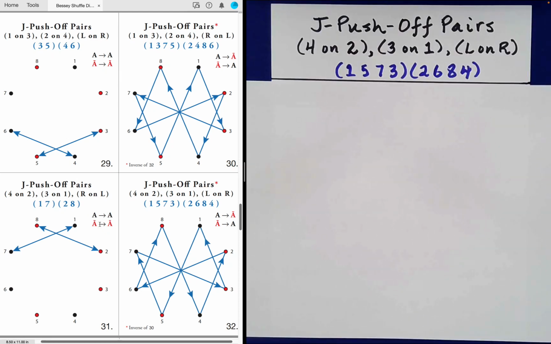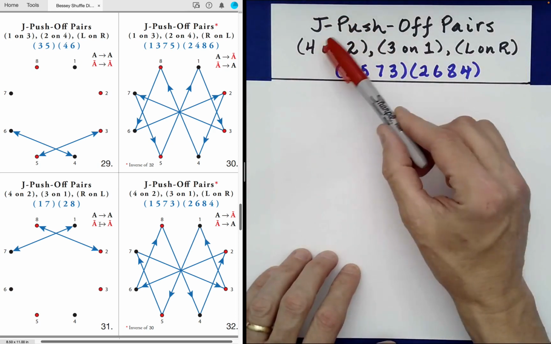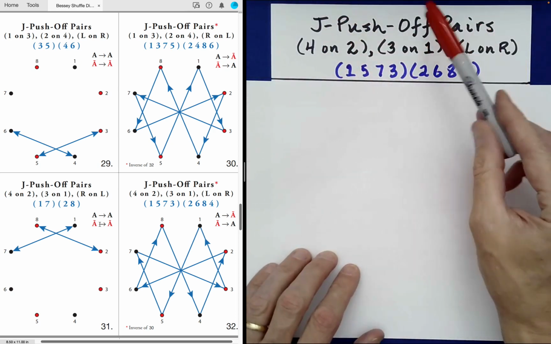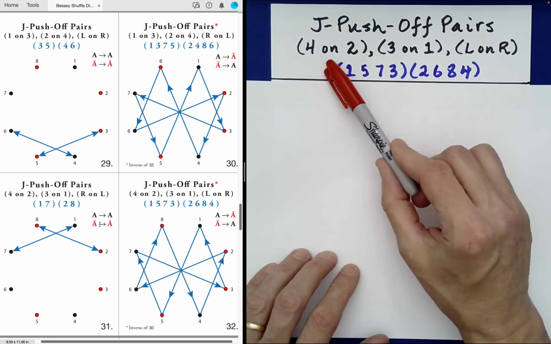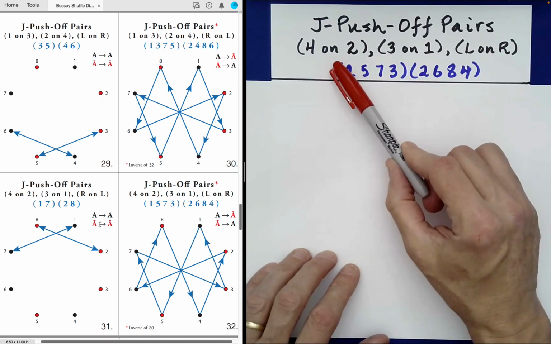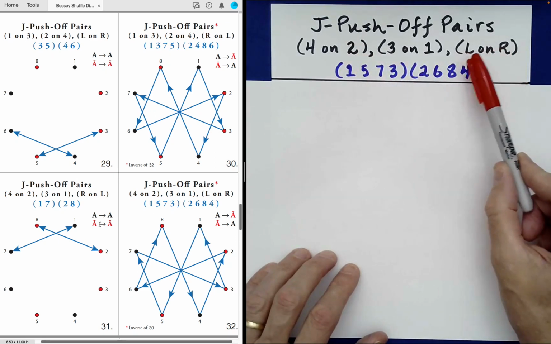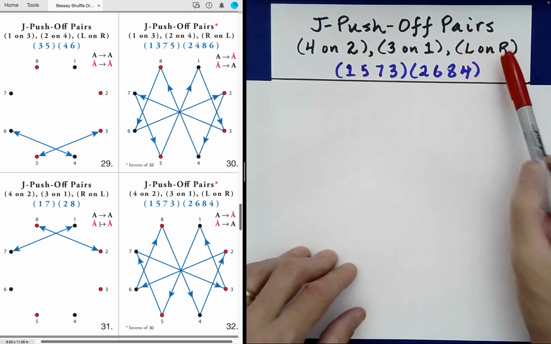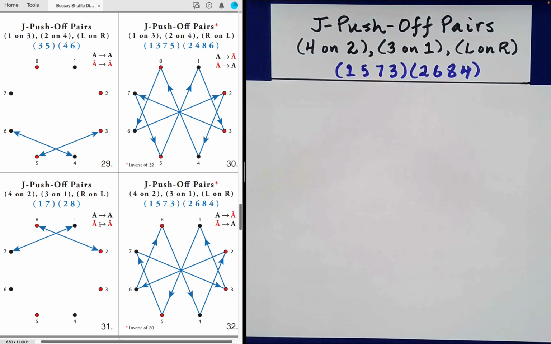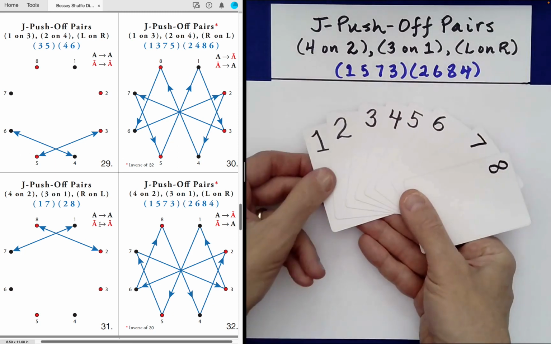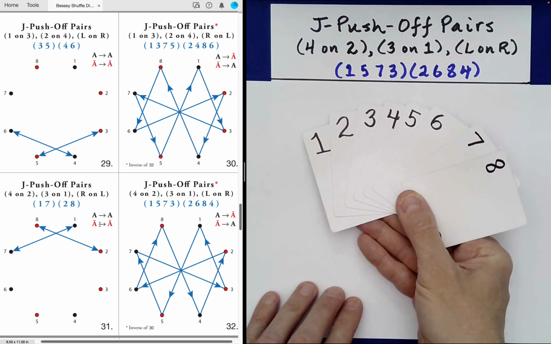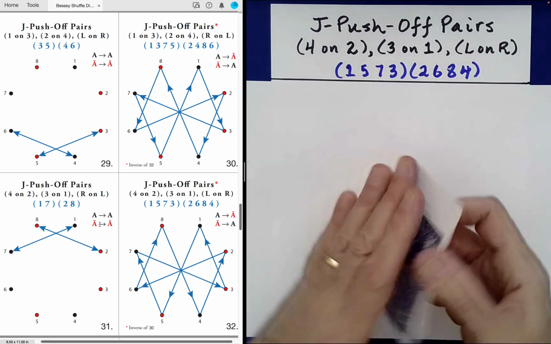Our fourth and final shuffle for today is also a judicious push-off pairs with the stacking similar to the previous shuffle, Shuffle 31, except that the final 2 piles will be stacked with the left pile on top of the right. So let's go ahead and illustrate that and derive the permutation associated with this shuffle. So we begin with our ordered packet 1 through 8, and we perform the shuffle.